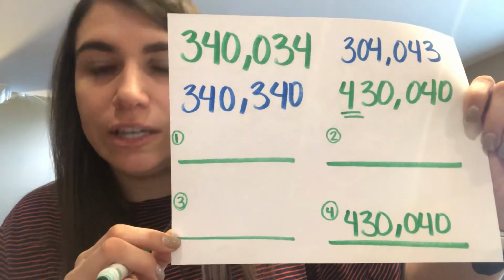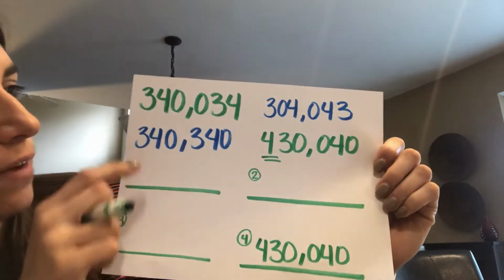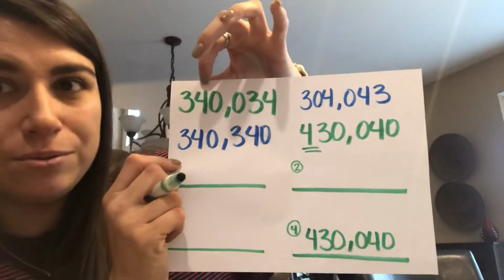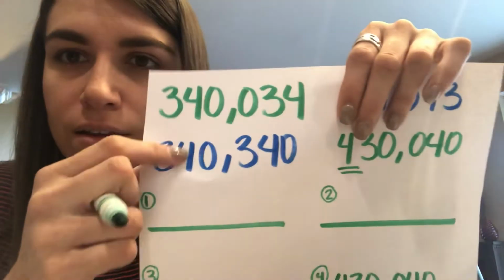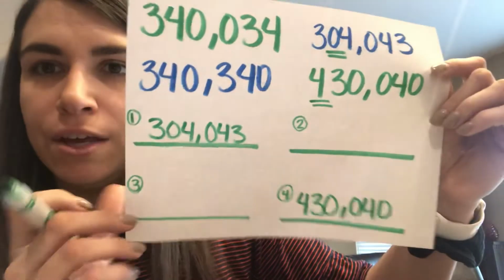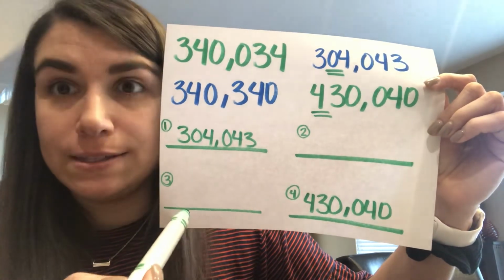All right, so now I need to look and see, well, which one is gonna be the smallest? So if I start in my 100,000s place, these all are 3. And then in the 10,000s place, that's where you see that it changes. You see that right there? That 0 is different than the 4s are. So this one is the smallest because it has the 0 in the 10,000s place. So that's gonna go in the 1 slot.